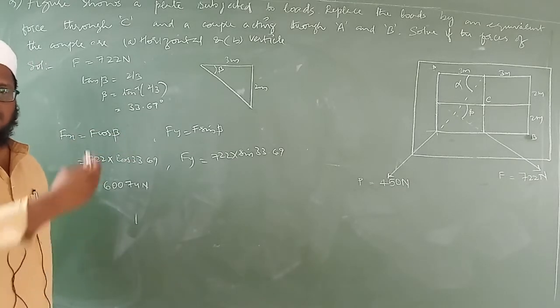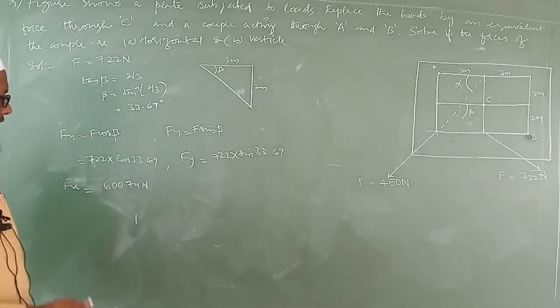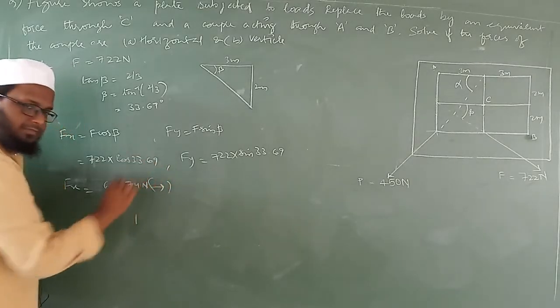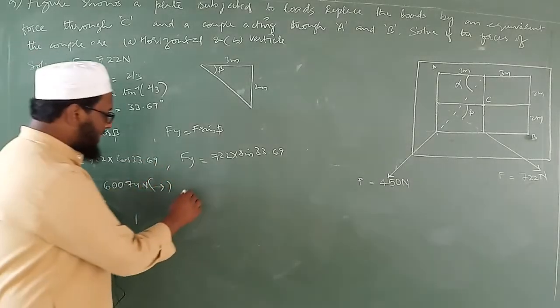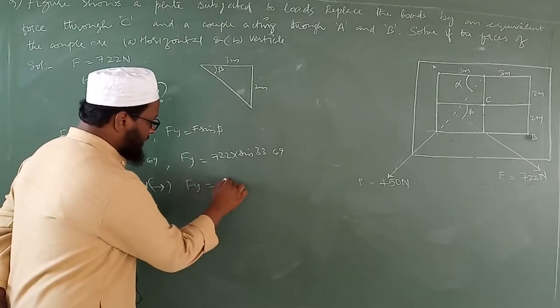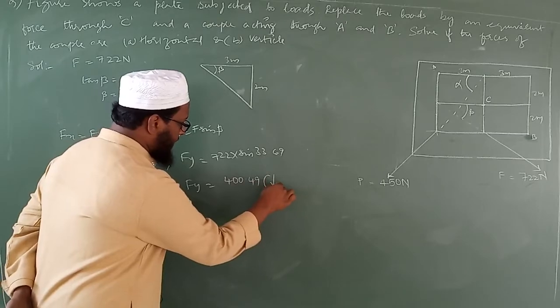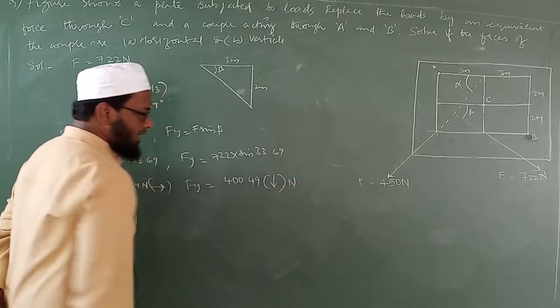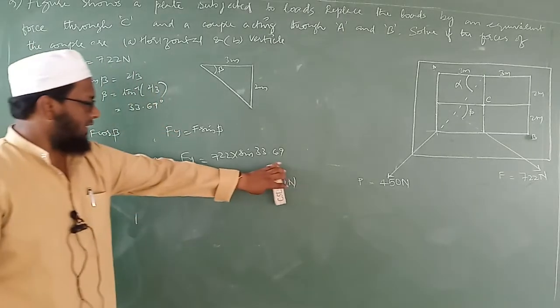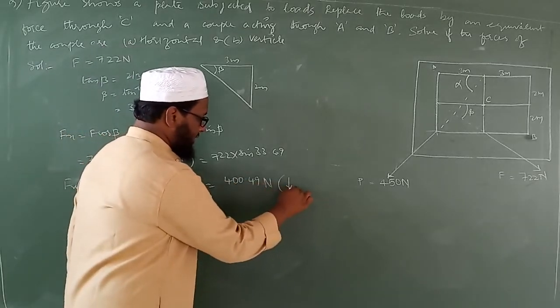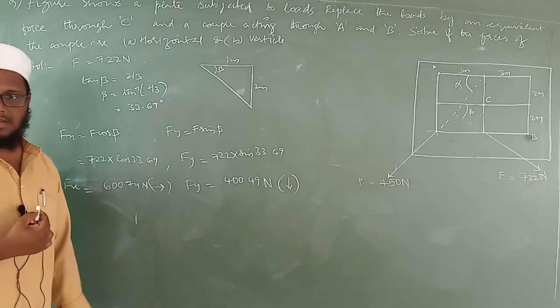Now see here, the force is going in which quadrant? Fourth quadrant, that is down to the right, isn't it? So down to the right is nothing but going in the positive x direction. Now what about Fy? 400.49. It is going in the downward direction. Newtons, force and direction.